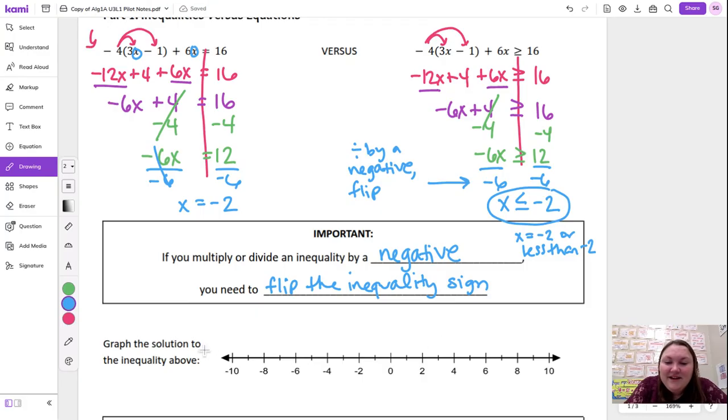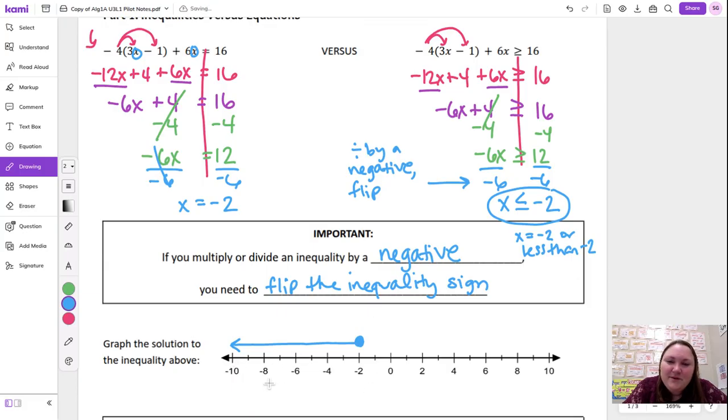So when we think about a number line, which numbers are we talking about? Well, we're talking about negative 2. That's this number right here. And to show that negative 2 is a solution, we color that circle in. We call that a closed circle. And then we also are talking about any number less than negative 2. Numbers that are less are always to the left. You can think less left. And so that's all of these numbers this direction. Negative 3, negative 4, negative 5, all of those numbers there.